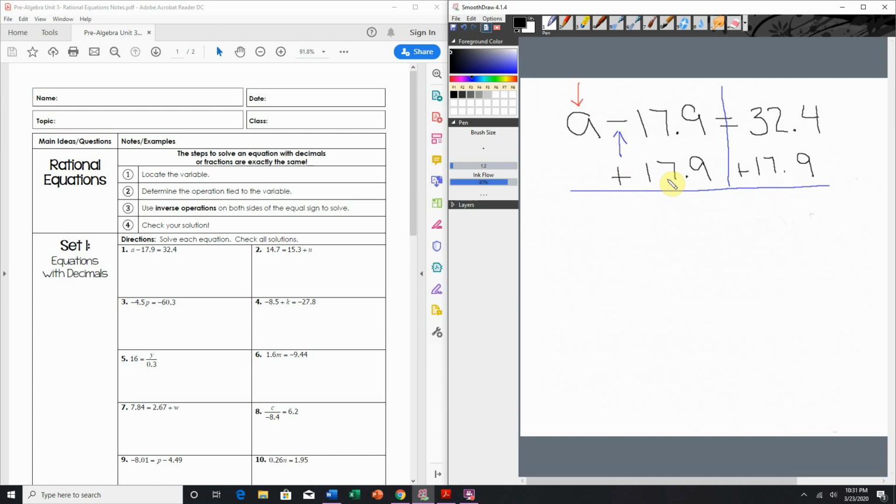Now the reason we're adding 7.9 is because we want to get a by itself. Because if we know that negative 7.9 plus positive 7.9 is going to equal 0, we're just going to be left with a. We bring down our equal sign. And now this is where the review of decimals comes in.